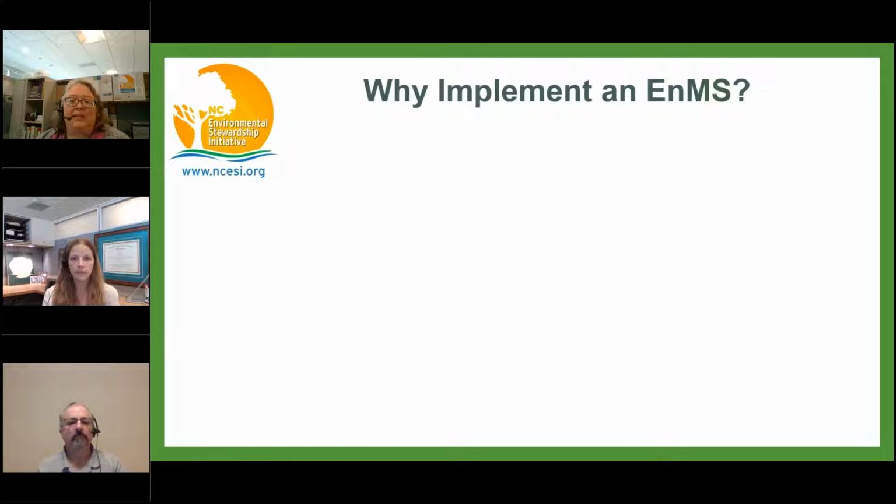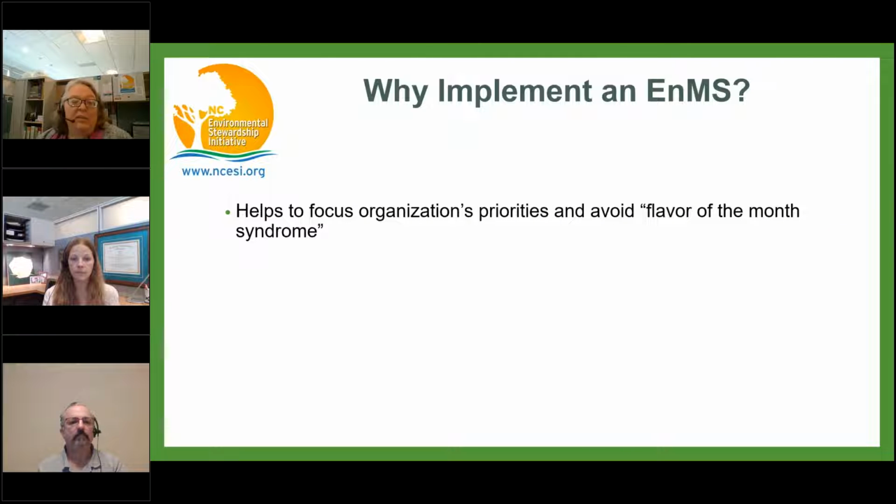So why might you implement an energy management system? Well, it helps you to focus and avoid that flavor of the month syndrome, you know, where you hear a buzzword on TV or wherever, and everybody all of a sudden wants to meet that buzzword. What an energy management system does is to help you focus on those things that are important within your organization. You know, if you don't use a specific kind of energy, but everybody else is kind of on that bandwagon, well, how is having a goal related around that specific type of energy going to help you, right? So that's what this helps you to figure out, is what is going to make your system better.